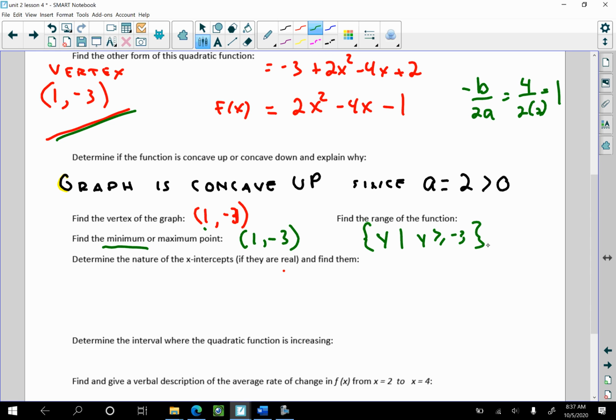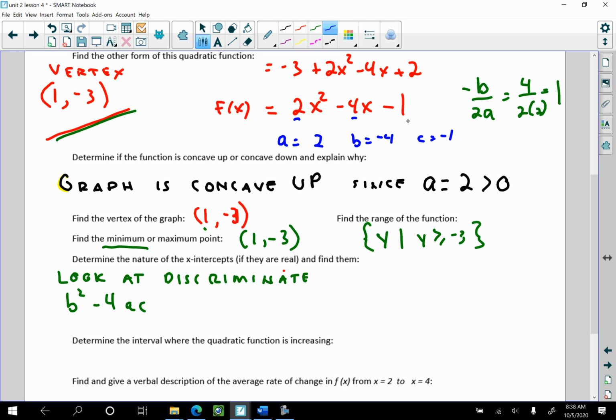Determine the nature of the x-intercepts if they are real and find them. So what we're going to do is look at the discriminant, and we're going to write that down. The discriminant is b squared minus 4ac. We're going to pick out the a, b, and c. The a is going to be 2, the b is going to be -4, and the c is going to be -1. The discriminant is going to be b squared, which is -4 squared, minus 4 times a, which is 2, times -1, bam. That bad boy is going to be positive because it's going to be 16 plus 8, which is 24.